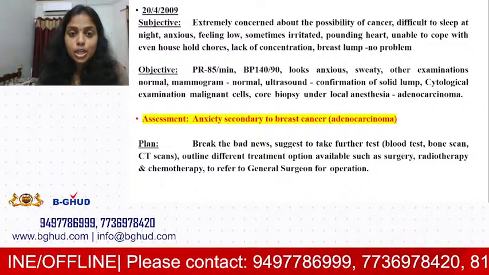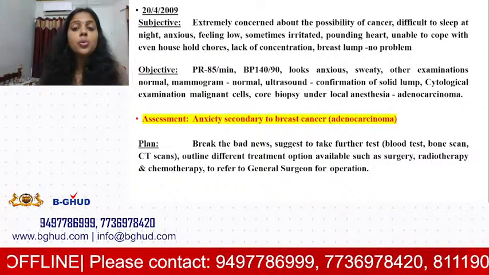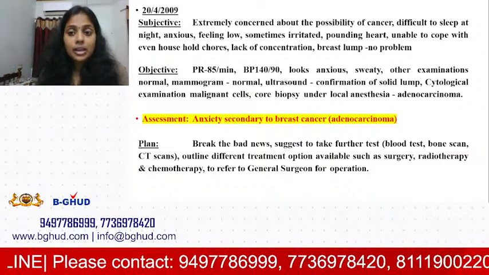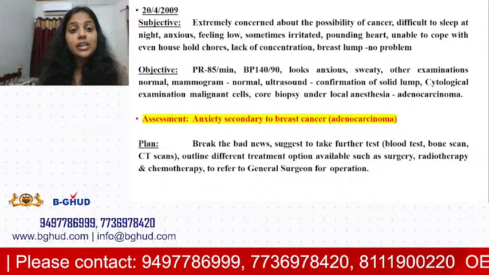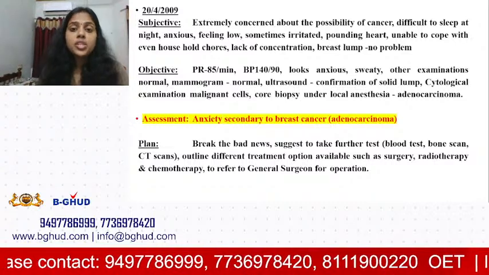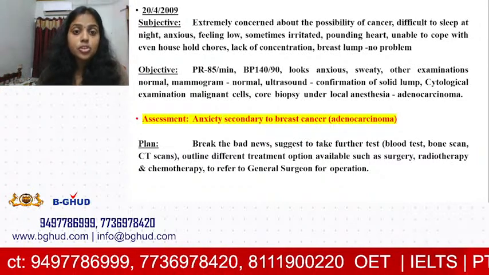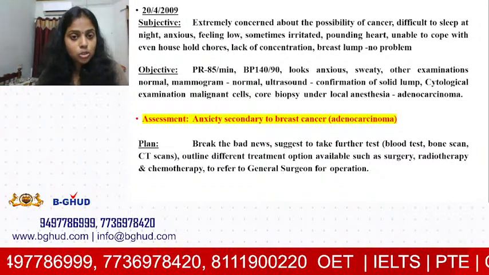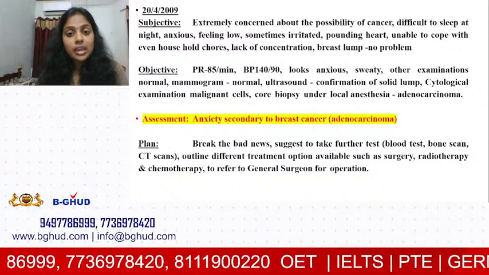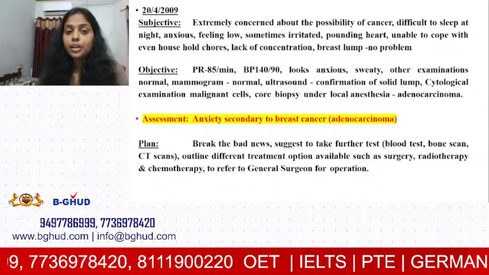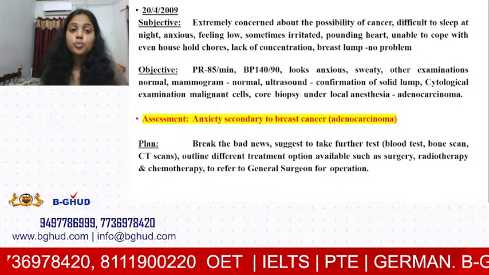Other examinations are normal. Mammogram normal. Ultrasound confirmed solid lump. Cytological examination revealed malignant cells. Core biopsy under local anesthesia. Adenocarcinoma was confirmed. So the assessment in the next visit was anxiety secondary to breast cancer or adenocarcinoma. So the plan was to break the bad news.